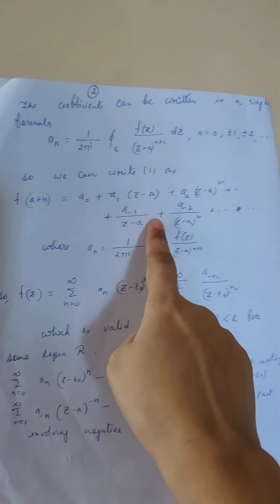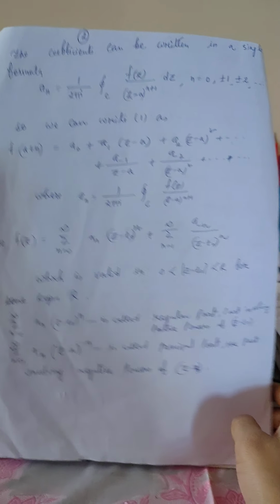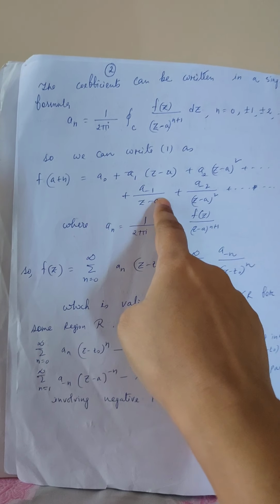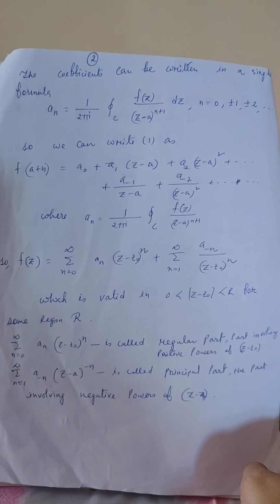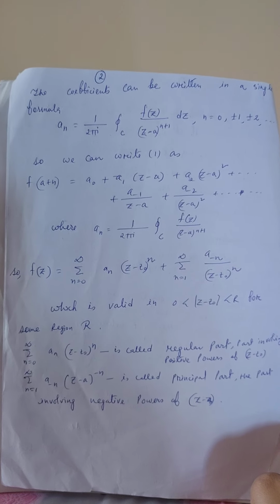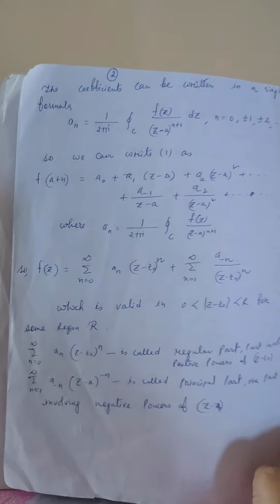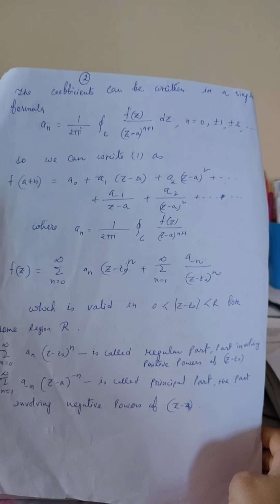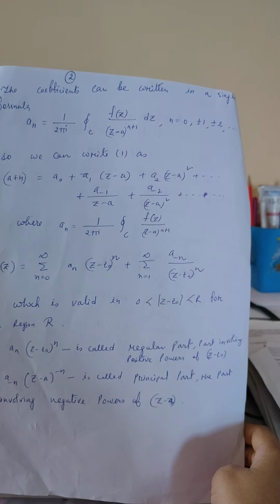This is all about your power series formula, all coming from your power series expansion. Then your negative powers come like a minus 1 by (z minus a) plus a minus 2 by (z minus a) whole square, and the next will be a minus 3 divided by (z minus a) whole cube like this, where your a_n will be 1 by 2 pi i closed integral over C f of z divided by (z minus a) to the power n plus 1.